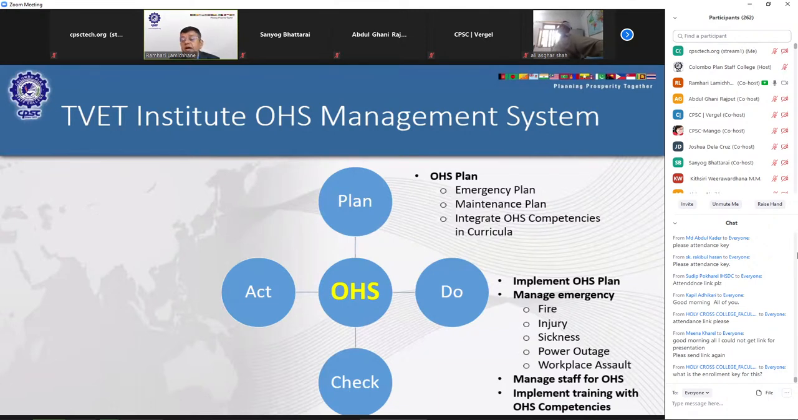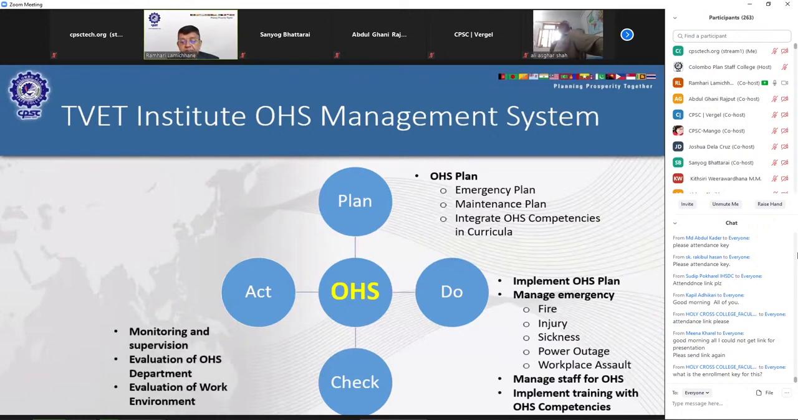And if we do not have an occupational health and safety related management system in TVET institutions, our students or graduates couldn't learn about OHS. And when they go to the real workplace environment in the industry, they might be unaware about OHS. That's why, to give basic knowledge and a proper system about OHS, we have to practice in the TVET institutions. That is the second part, okay?